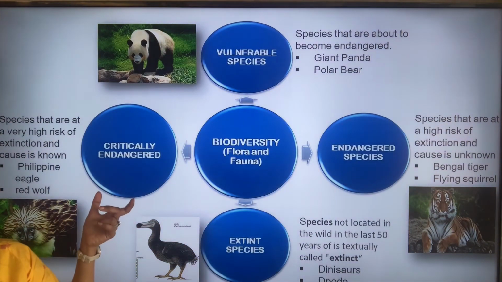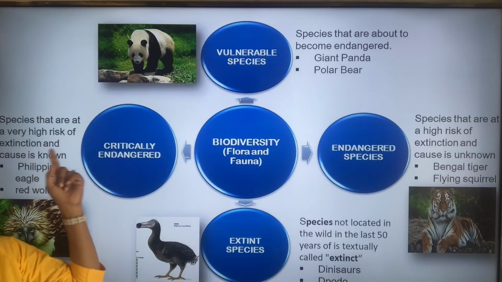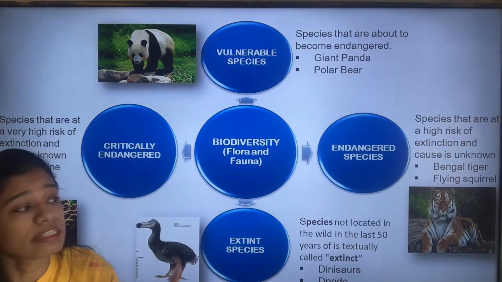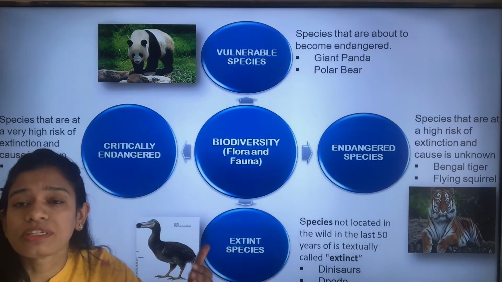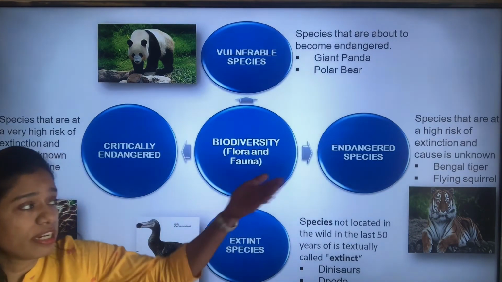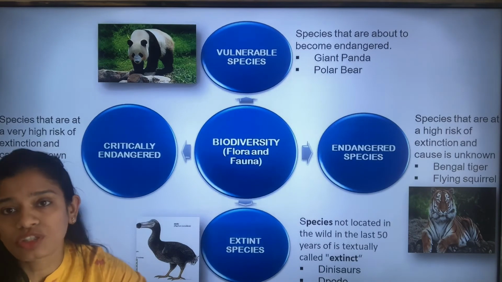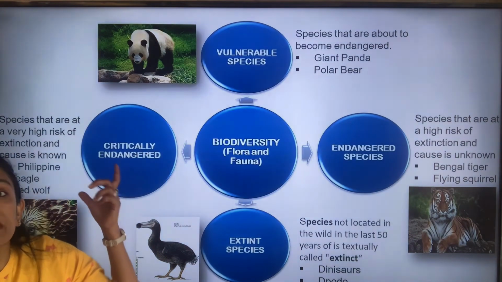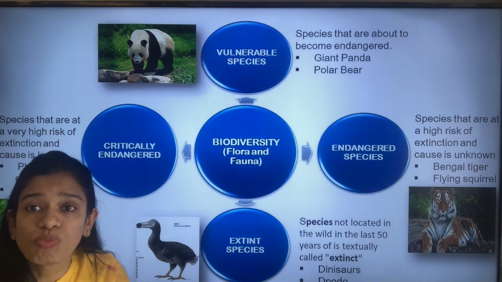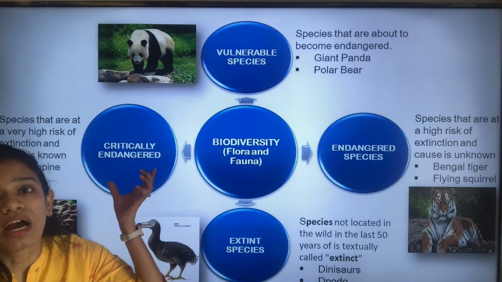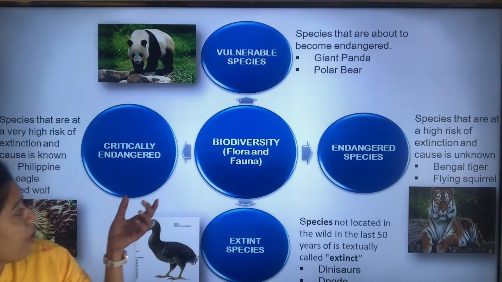And critically endangered species are at a very high risk of extinction. It is more than that of the endangered. They are critically endangered: 90% of the population is already lost. In endangered, around 80% is already lost. So this is still more important, and needs to be taken care of more, because the numbers are reducing very fast.